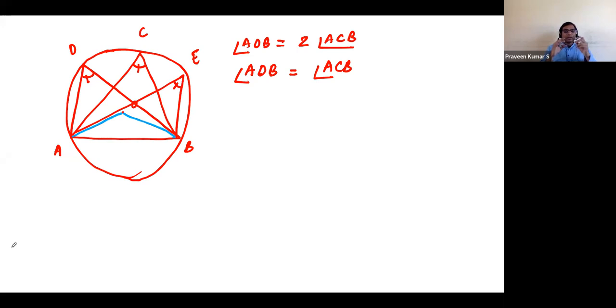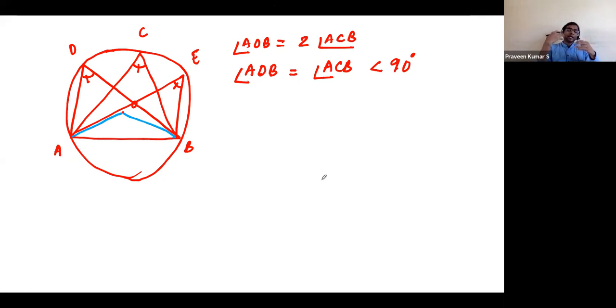And the interesting part is, if you're drawing that angle in the major segment, always remember that this angle is acute, and you should know that this will always be less than 90 degrees. If AB was the diameter, then this angle would be exactly equal to 90 degrees.